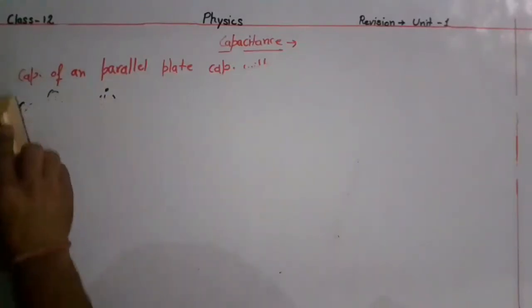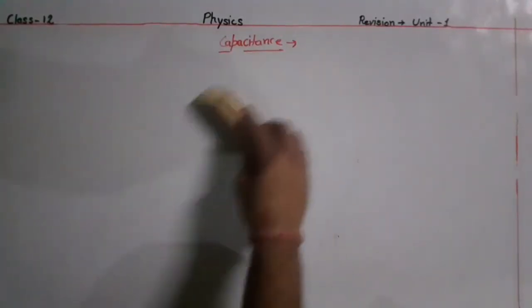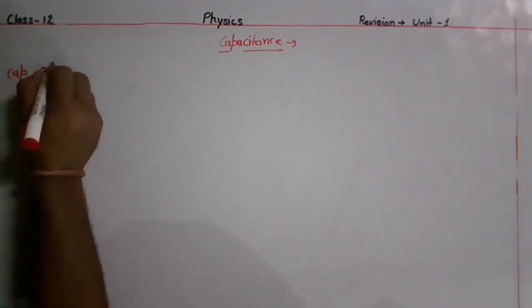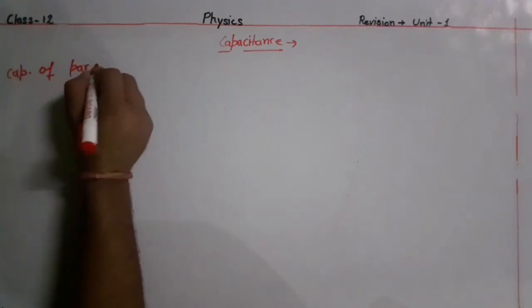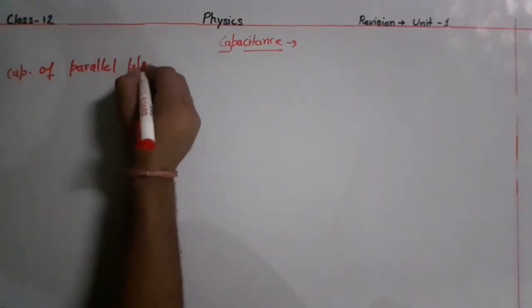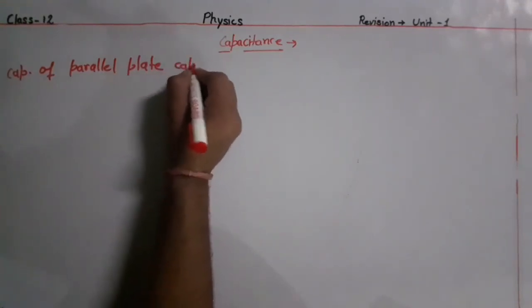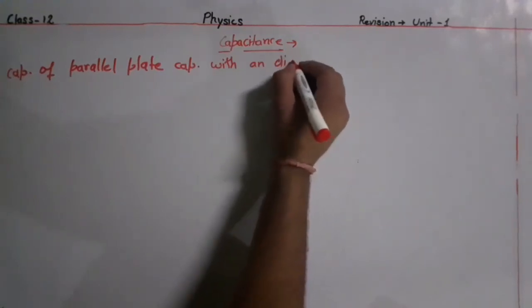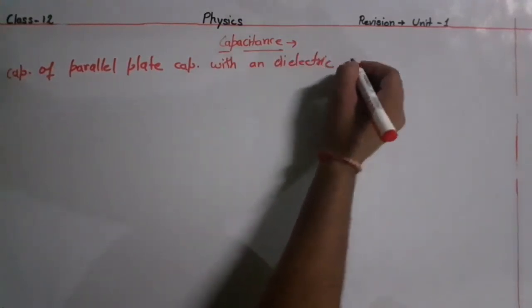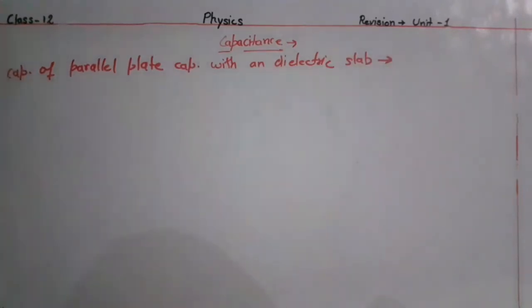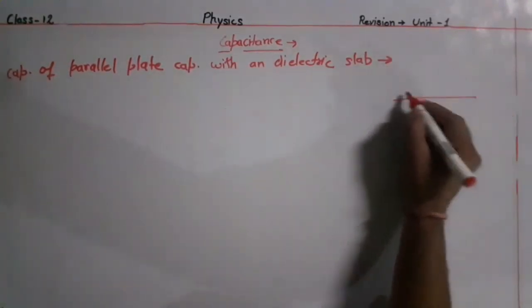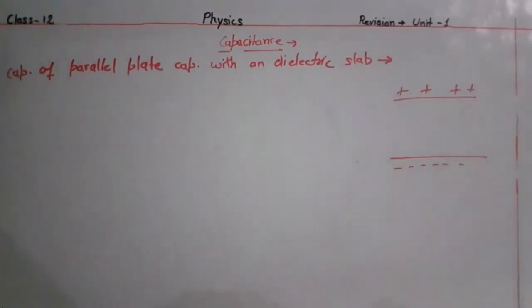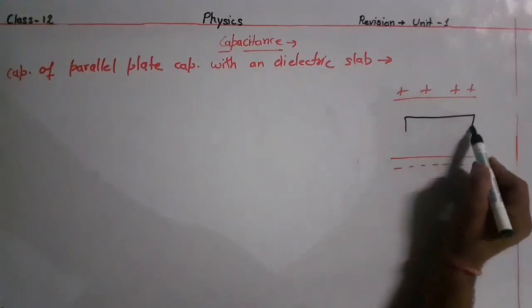Let's discuss our second topic. Capacitance of a parallel plate capacitor with a dielectric slab. So let's find out. Let us assume that these are our capacitor plates and this one is our dielectric slab.